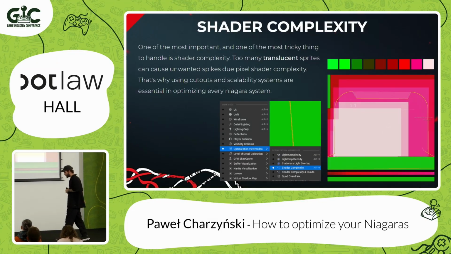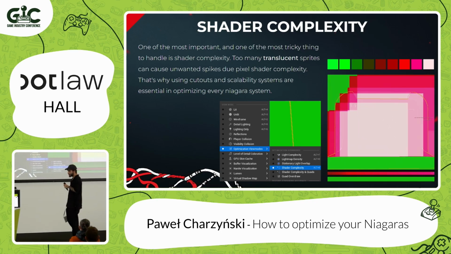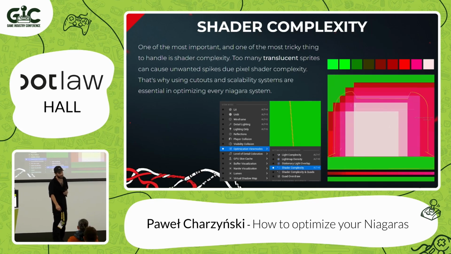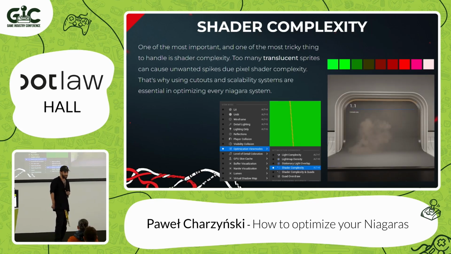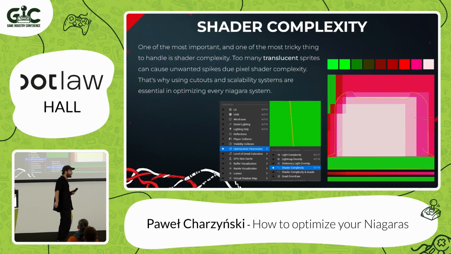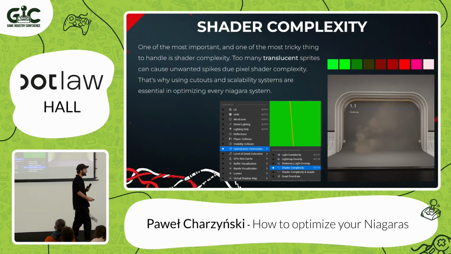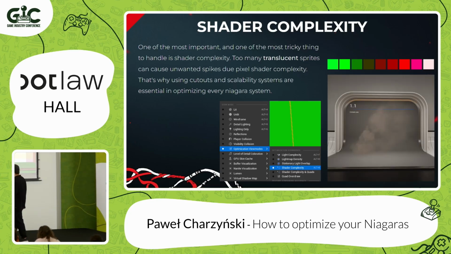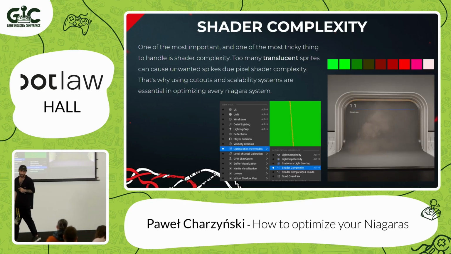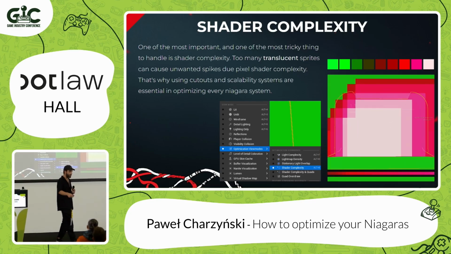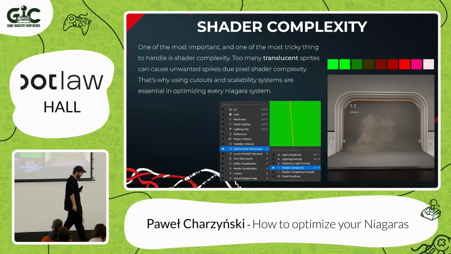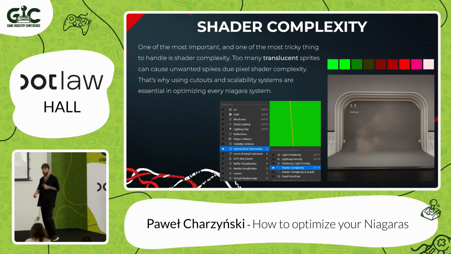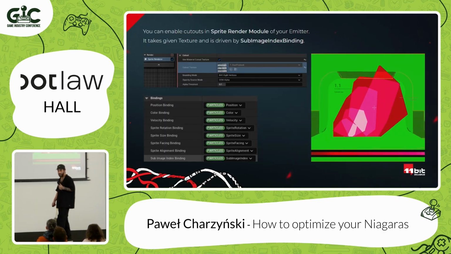So let's talk about shader complexity. Shader complexity, basically, in VFX, is mostly about the translucent sprites. If you want to make a really fancy explosion or stuff like that, you need to put a lot of translucent sprites on top of each other, and we have to overdraw them. So what we can do to reduce this is use cutouts, for example.